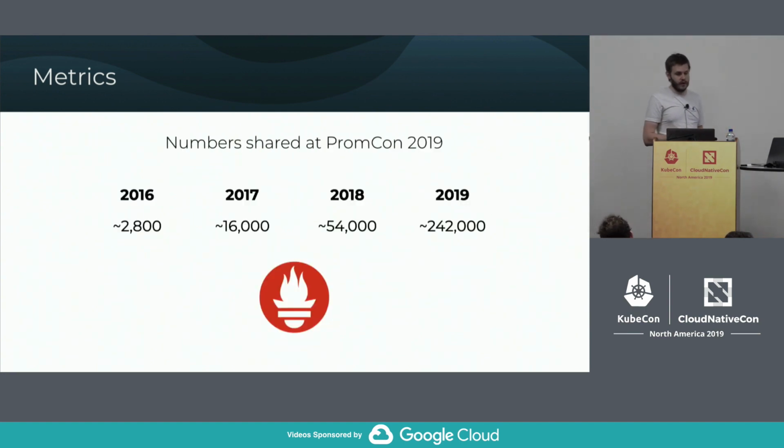And I wanted to share some numbers here that were presented at PromCon just 2 weeks ago, actually, about the install base of Prometheus. So the number of Prometheus instances being used in Grafana has grown 4 to 5x year over year for the past 4 years. Last year in 2018, 54,000 people had a Prometheus data source installed in their Grafana. This year, 242,000, which is an incredibly huge amount of growth.